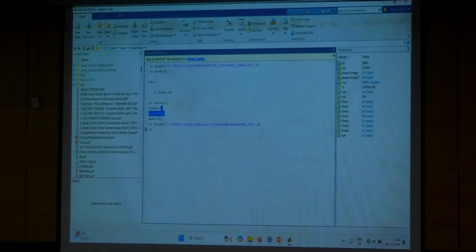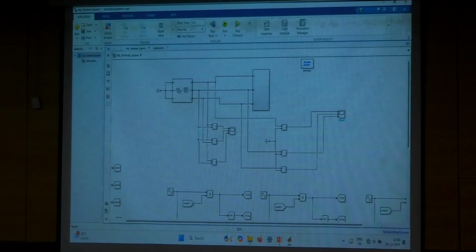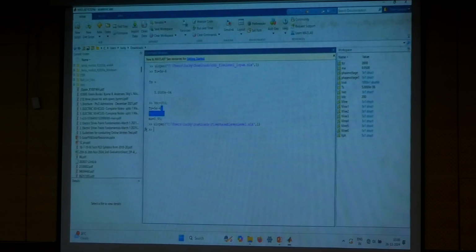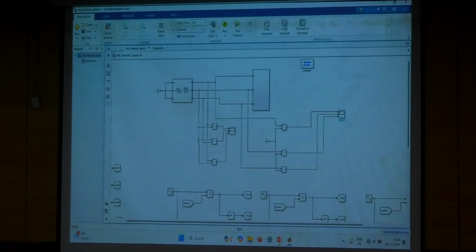So next, as we discussed, right? What happens when you reduce the modulation index by something? Okay, we will reduce the modulation index as we discussed. We will make it 0.4, right? So we'll make it 0.4, and we'll see what happens.